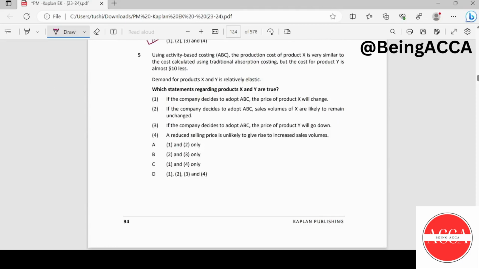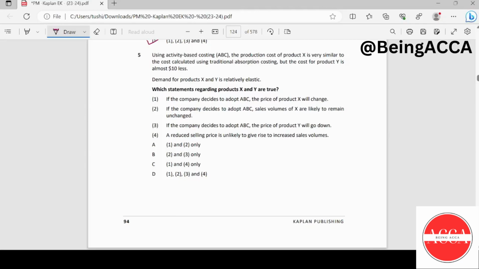Using ABC costing, the production cost of product X is very similar to the cost calculated using traditional absorption costing. But the cost of product Y is almost $10 less. The demand for products X and Y is relatively elastic. Now, when we have an elastic demand, we mean that the demand is very price sensitive. Like if there will be a change in price, there will be a change in the number of units that we are selling, right? So, which statements are true?